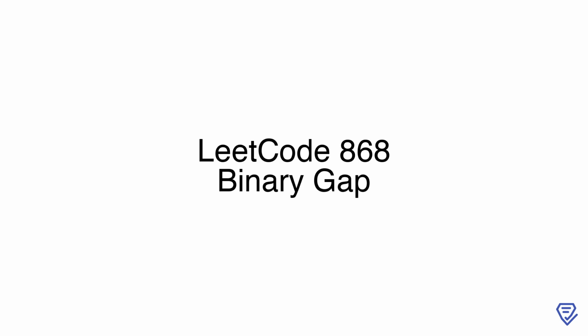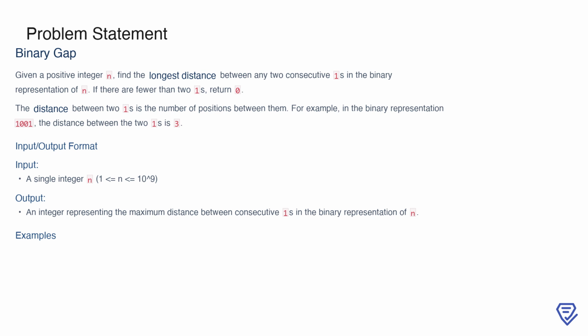Welcome to the solution walkthrough for LeetCode problem number 868, titled Binary Gap. In this problem, we'll explore how to determine the longest distance between consecutive ones in the binary representation of a given integer. It's a fascinating challenge that blends binary operations and logical reasoning. Let's dive in.